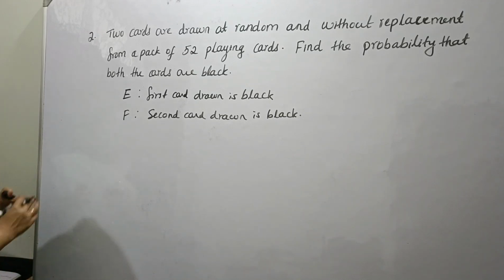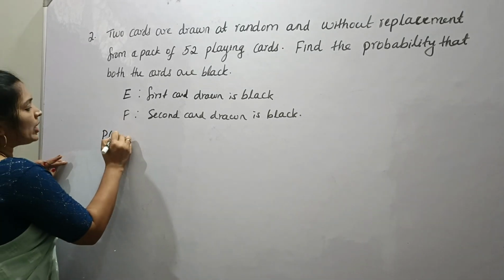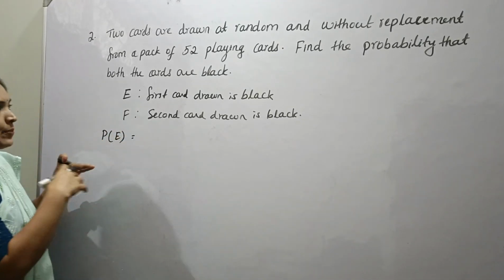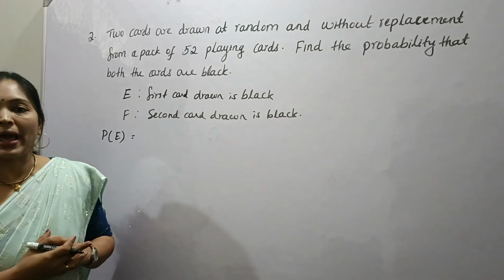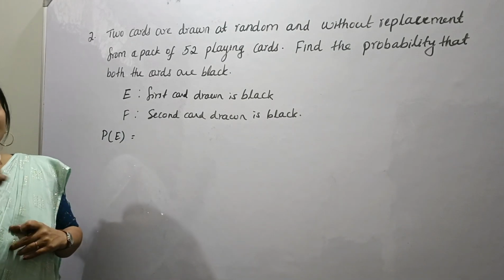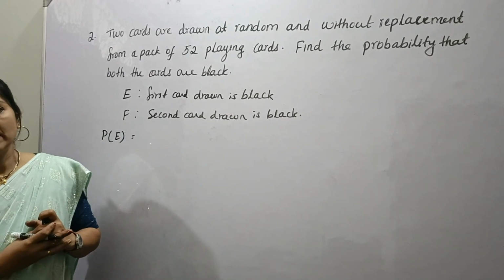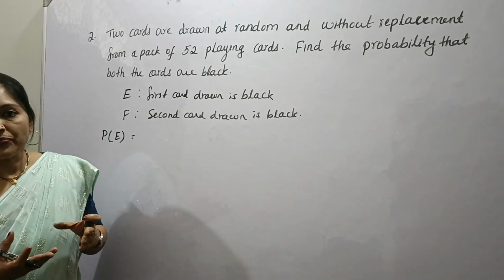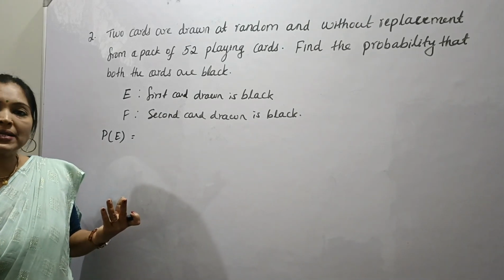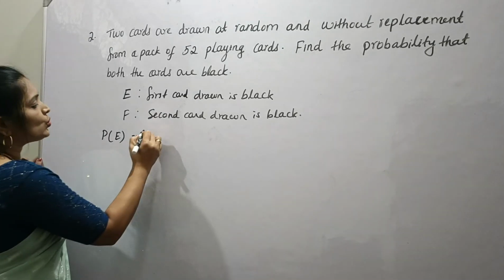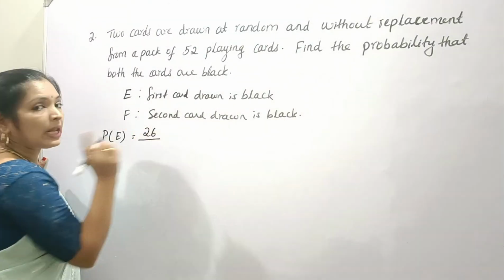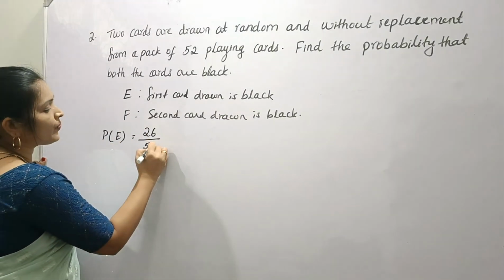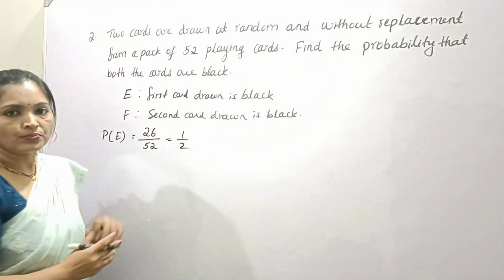Therefore, okay, first of all, let's write what is probability of E. Probability of E, it is the probability of first card drawn is black. Okay, so we are selecting one card from 52 cards. That is probability of E. That is nothing but, see how many black cards are there? 26, right? So 26 divided by total number of cards, that is 52. That is equal to 1 by 2.